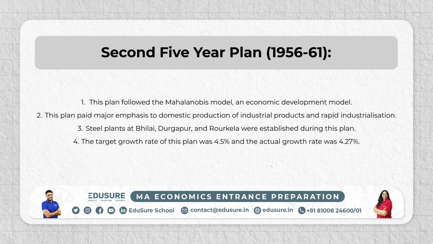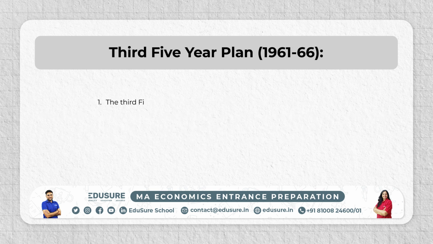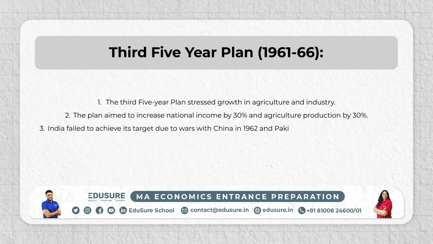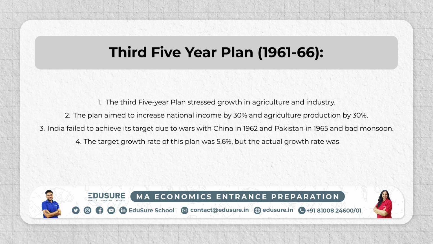Third Five-Year Plan, 1961 to 66. The Third Five-Year Plan stressed growth in agriculture and industry. The plan aimed to increase national income by 30% and agricultural production by 30%. India failed to achieve its target due to wars with China in 1962 and Pakistan in 1965 and a bad monsoon. The target growth rate of this plan was 5.6%, but the actual growth rate was 2.4%.